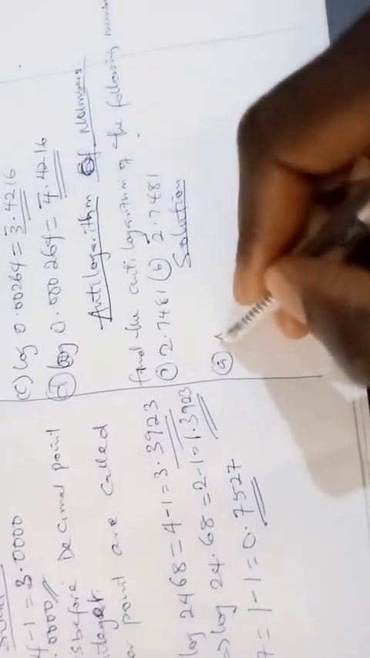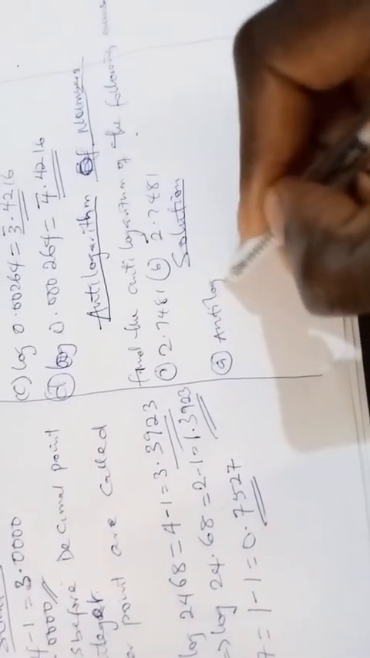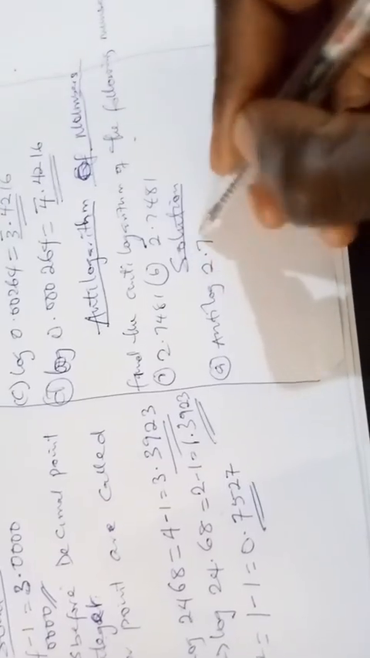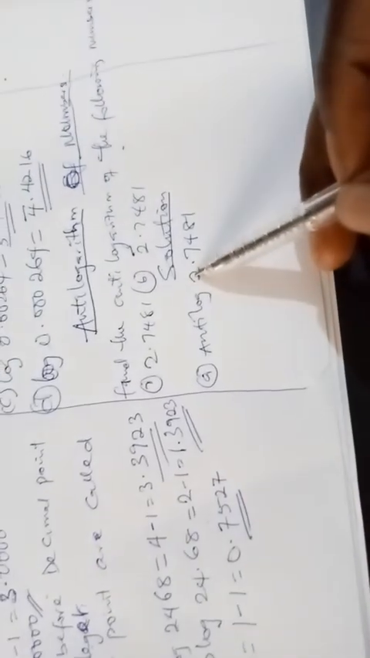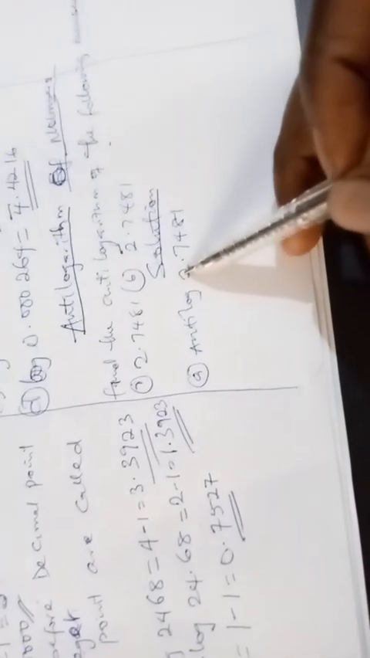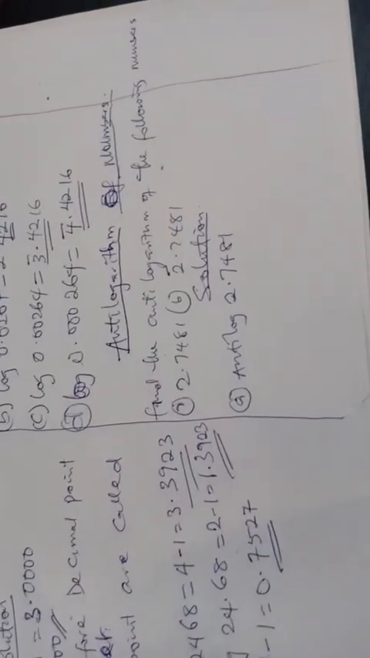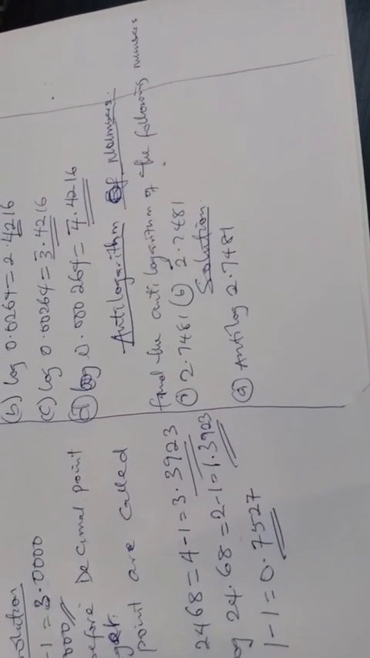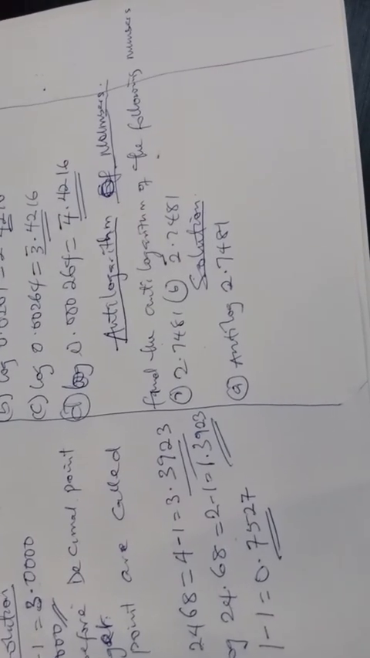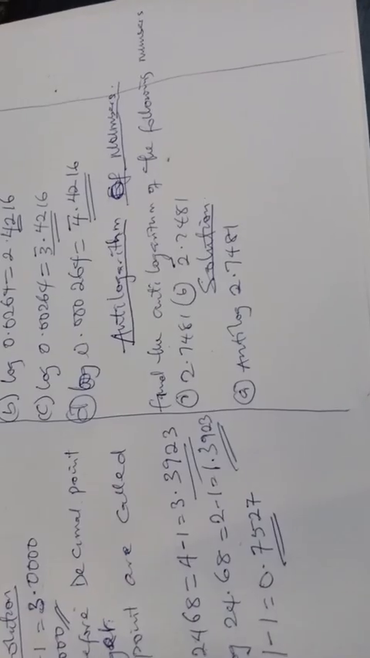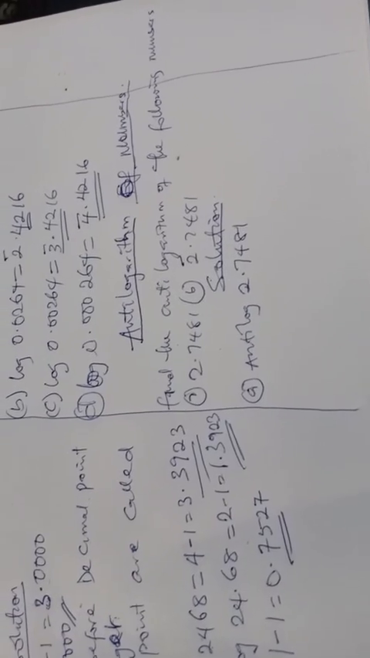Number A, we have to find the antilog of 2.7481. Unlike logarithm, where you first work on the integer, for antilog you don't have any assignment with the integer. Is that clear? You don't have anything to do with the integer.